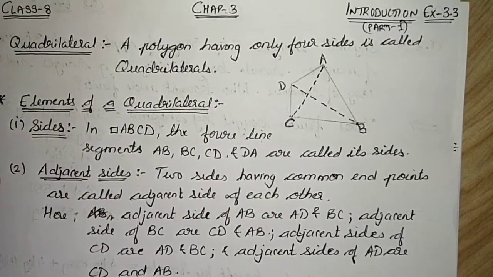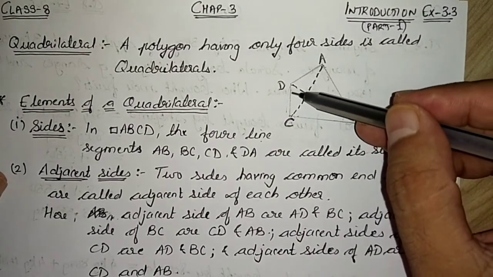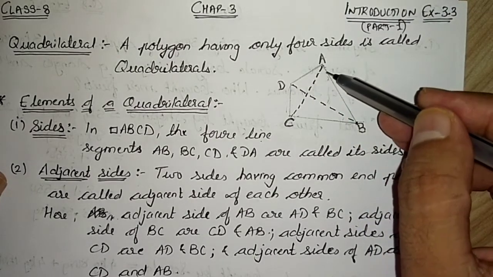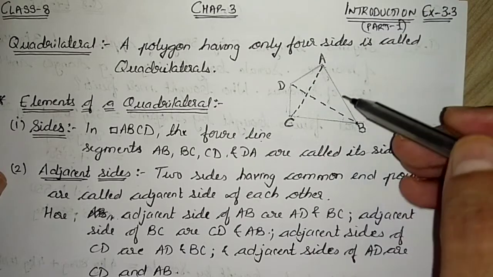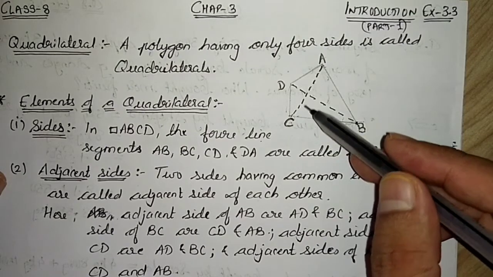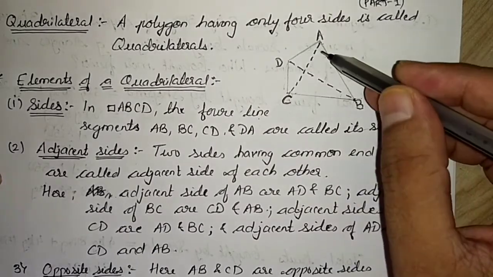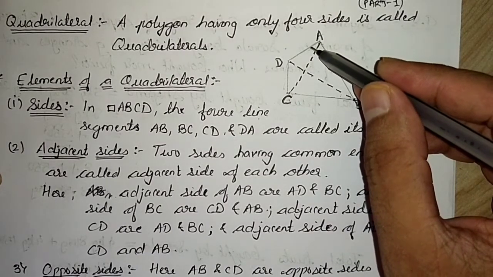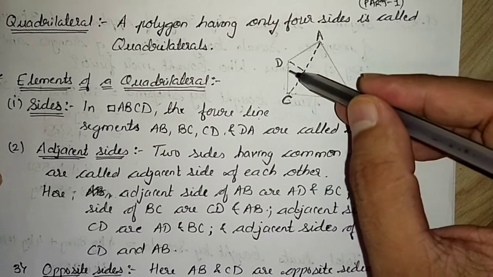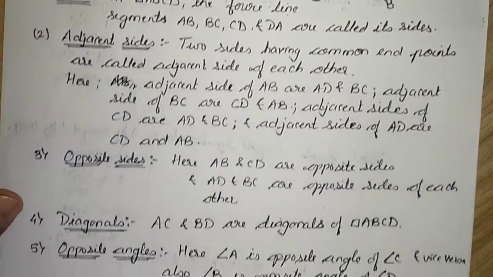Now opposite angles. First of all, let me take angles. A quadrilateral has 4 angles: angle A, angle B, angle C, angle D. We can also write angle DAB because it is in between. Angle DAB, so angle A; ABC, so angle B; BCD, so angle C; and CDA, so angle D. It has 4 angles. And for opposite angles, angle A and angle C are opposite of each other, and angle B and angle D are opposite angles of each other.